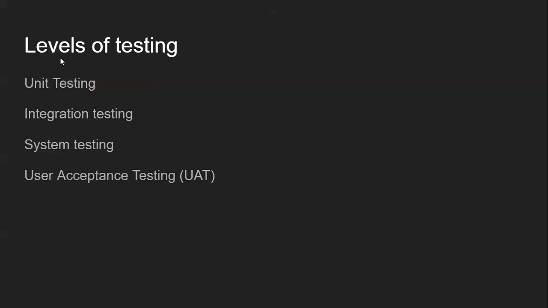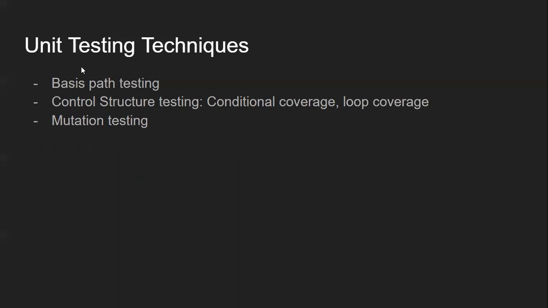Now we have understood who performs these kinds of testing and what is done there, but there are different techniques used to conduct these levels of testing. So let's see that in detail one by one. Unit testing techniques are basis path testing, control structure testing that involves conditional coverage and loop coverage, and mutation testing.